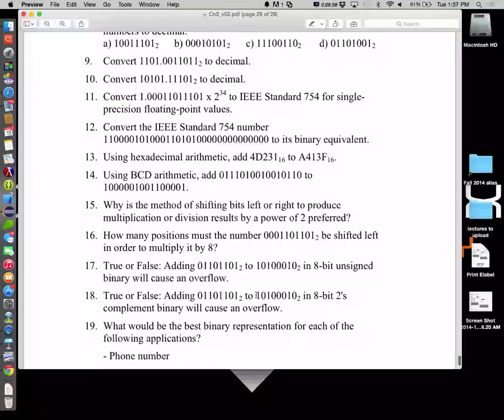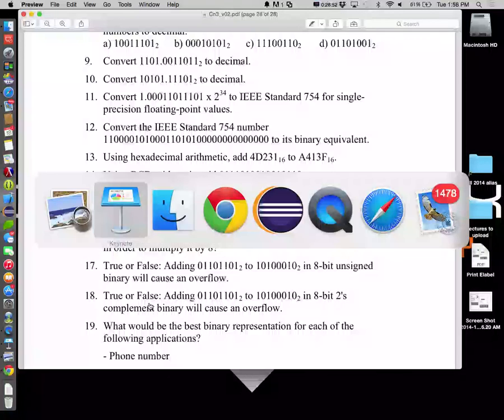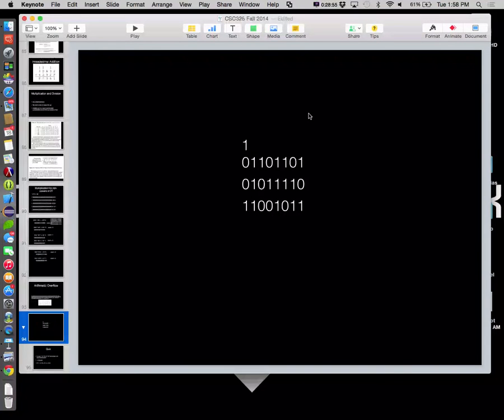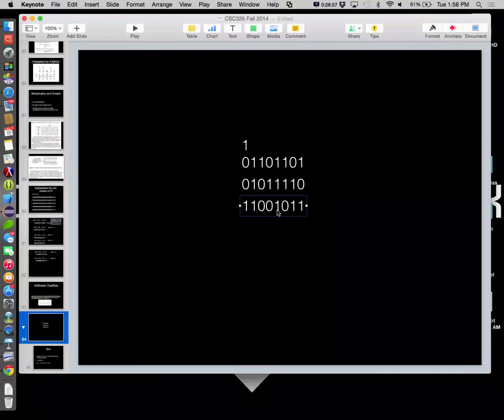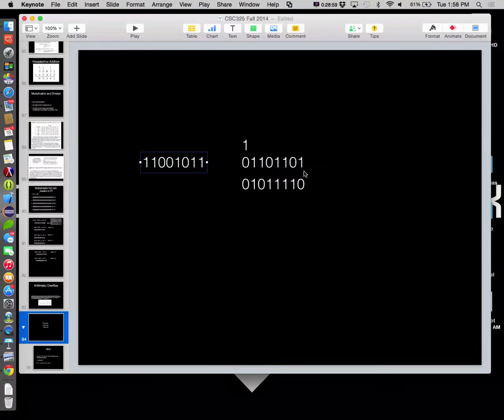So that will not cause an overflow. It will fit in the destination, fit inside of an 8-bit number. Another way you could have done that, I suppose, to get that same answer, is you could have converted both of these to decimal.